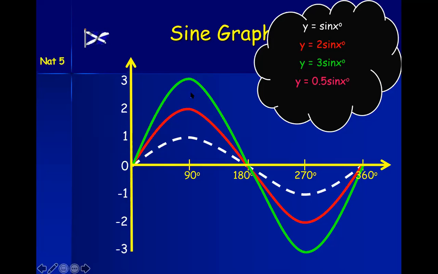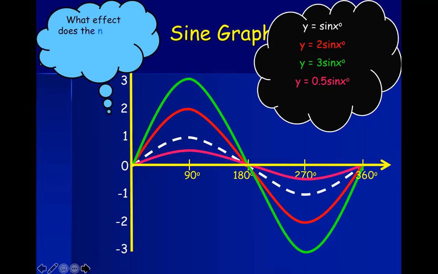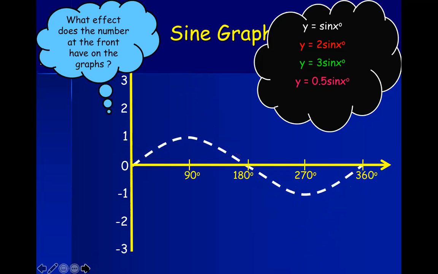So remember, if it was bigger than 1, we were increasing. If it's 0.5, you just mark your 0.5 here. So instead of growing up, it would just go up to 0.5. Okay, so instead of stretching, this time we squeezed it. So what effect does the number at the front have?